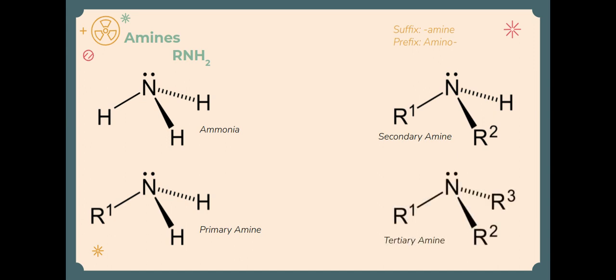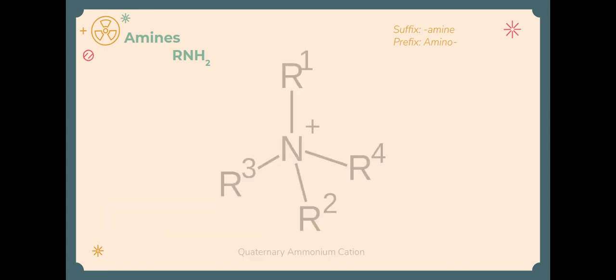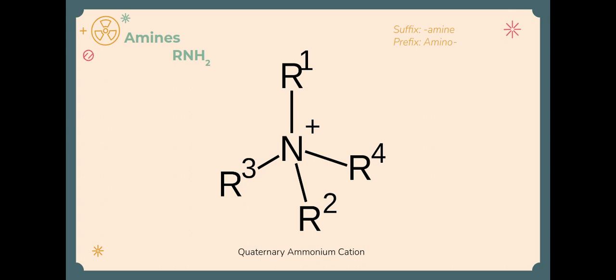Primary amines have one hydrogen replaced with an alkyl group, secondary amines have 2 hydrogens replaced, and tertiary amines have all 3 hydrogens replaced. It is, however, possible to have a quaternary amine, which is known as a quaternary ammonium cation, and is a permanently positively charged polyatomic ion formed by the alkylation of a tertiary amine with a halocarbon.